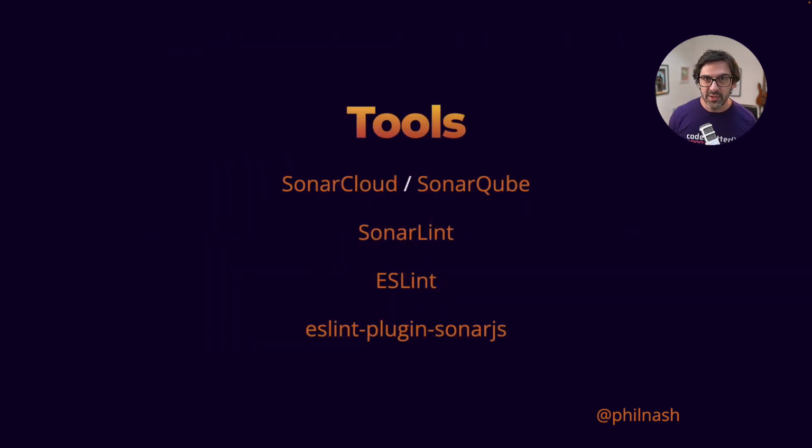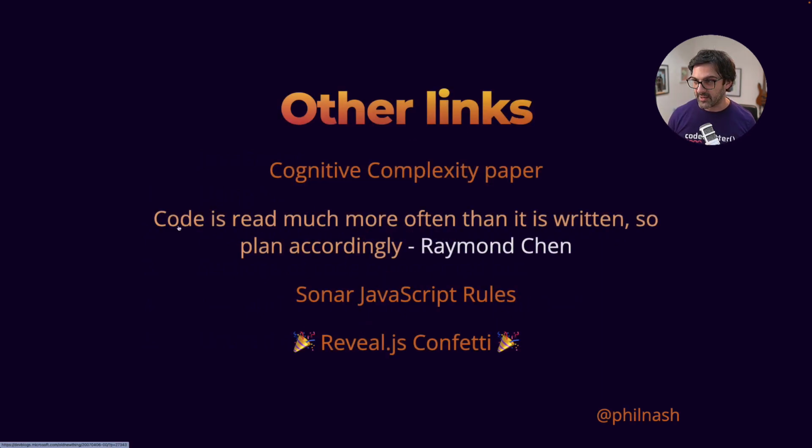There are some tools you can use for this. SonarCloud and SonarQube, as I said, will scan this as part of your pipeline. SonarLint is free and it can go in your editor. If you're using ESLint already and you want to add cognitive complexity as a rule, then check out the ESLint plugin SonarJS, which includes a bunch of our rules, including cognitive complexity. So you can add that to your ESLint setup as well.